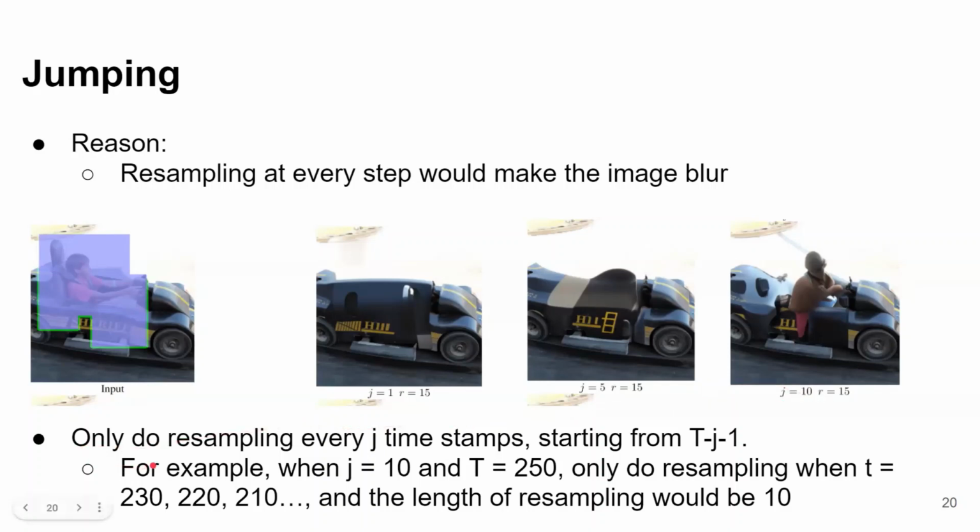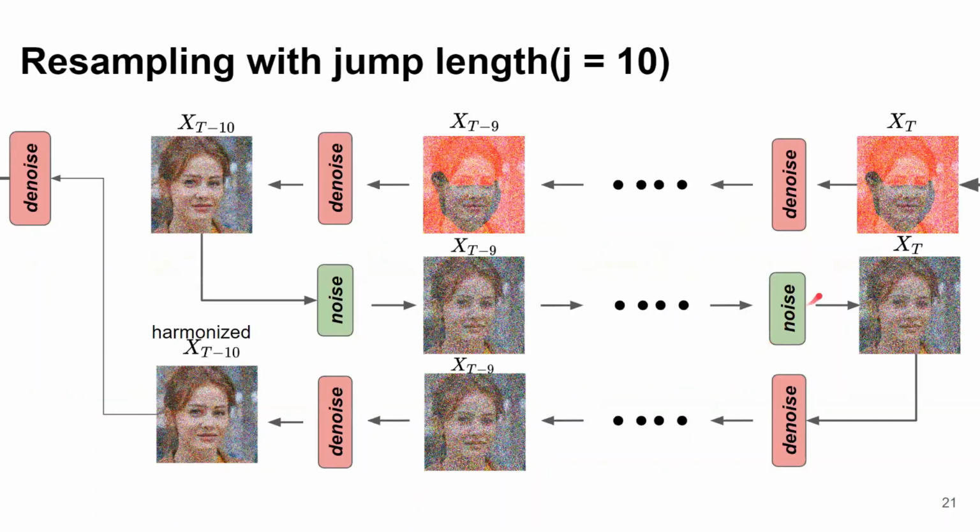So for jumping, we only do resampling every j time steps, starting from T-j-1. For example, when we have j equals 10 and we have 250 total diffusion steps, we only do the resampling at t equals 230, 220, 210, and so on. And we also adjust the length of resampling accordingly. So when j equals 10, which means we do the jumping at every 10 time steps, we adjust the resampling like this. Instead of just one step, for an XT, we denoise it for 10 steps, and then we add noise for 10 steps back to XT, then we denoise it again. So that's how we combine resampling and jumping.